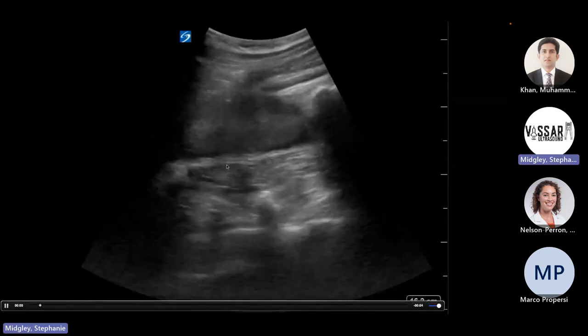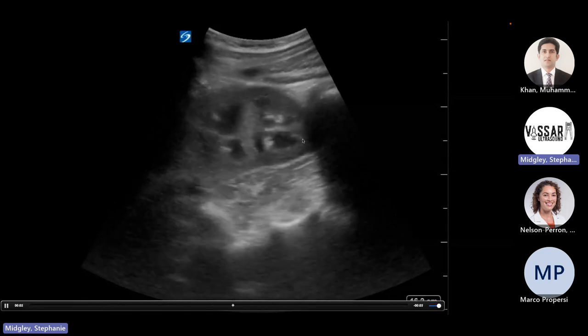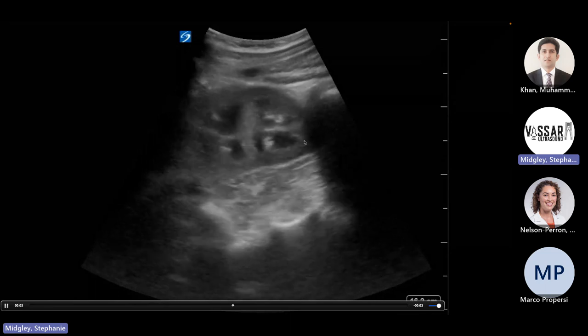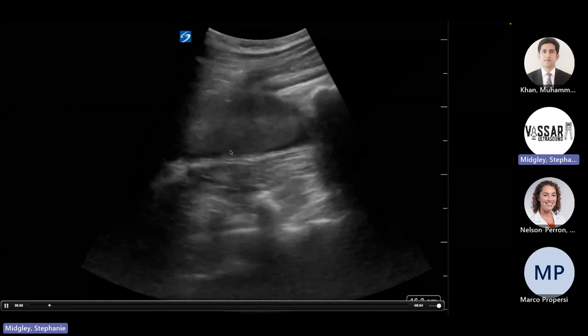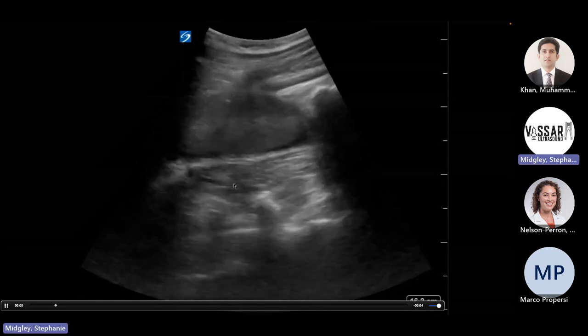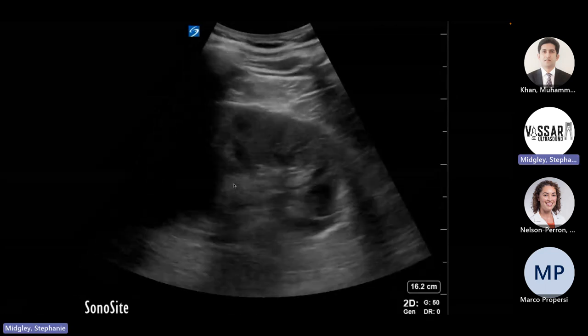Hydronephrosis, again, here's some hydroureter. You actually see there's a ruptured calyx because there's a little bit of free fluid around that kidney. And they have hydronephrosis with hydroureter. So this person had an obstructing stone. So again, just looking at renal pathology.